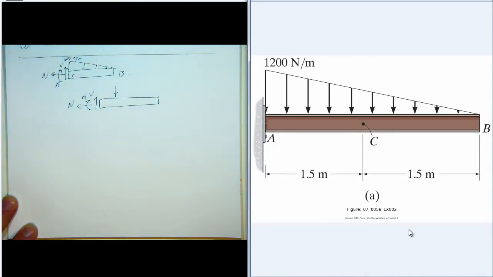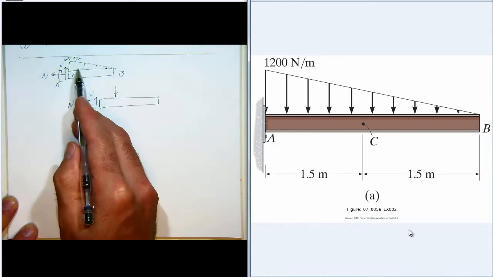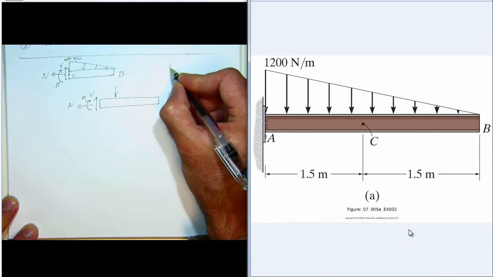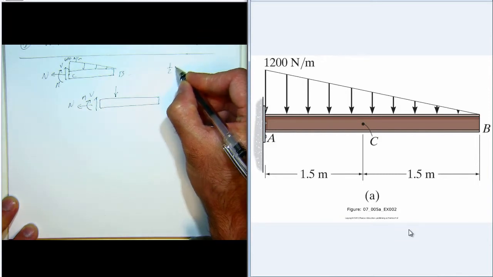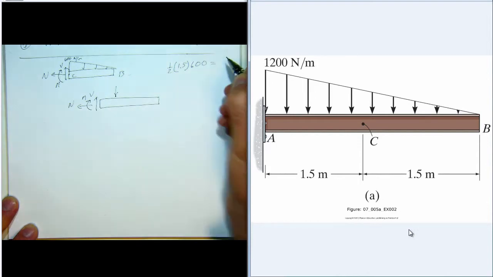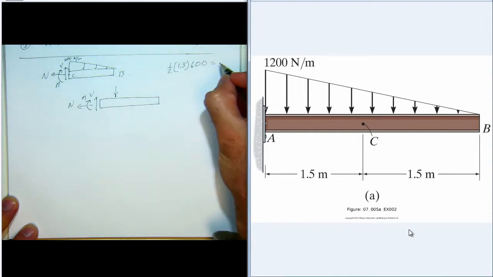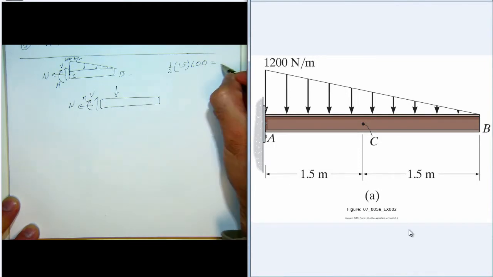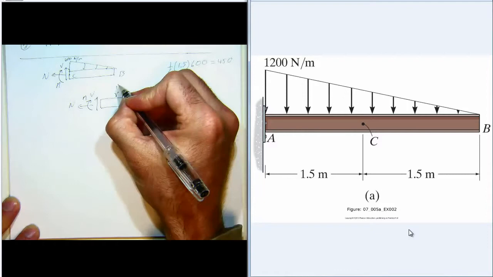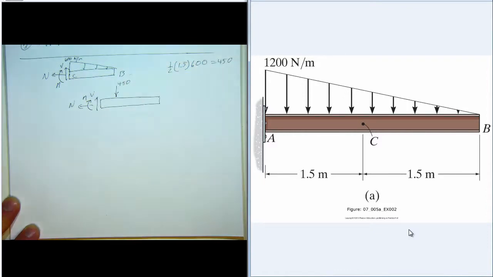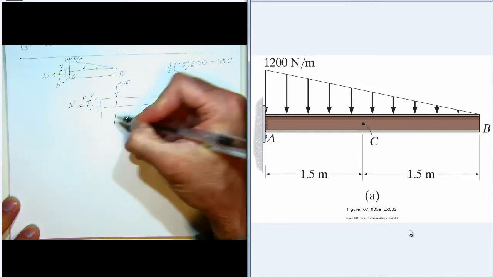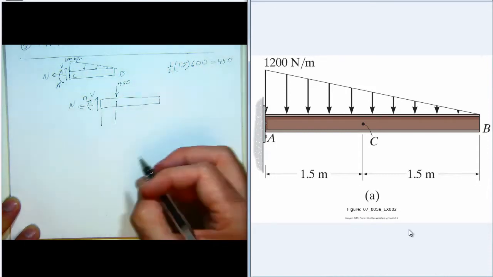It has a magnitude of the area of this triangle, so that's 1/2 times 1.5 times 600 equals 450. And it acts at a distance 0.5 meters from point C.